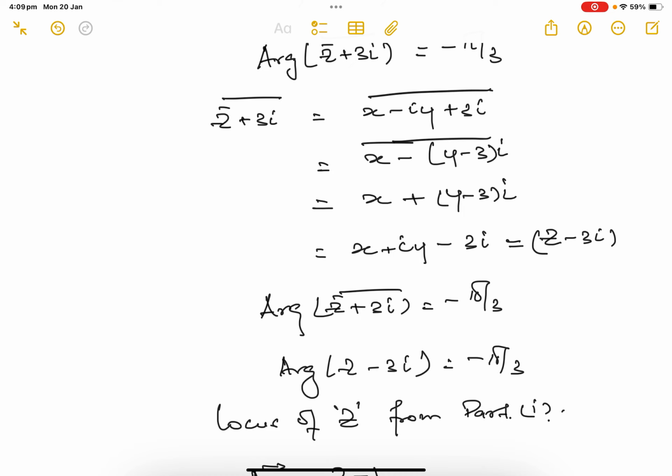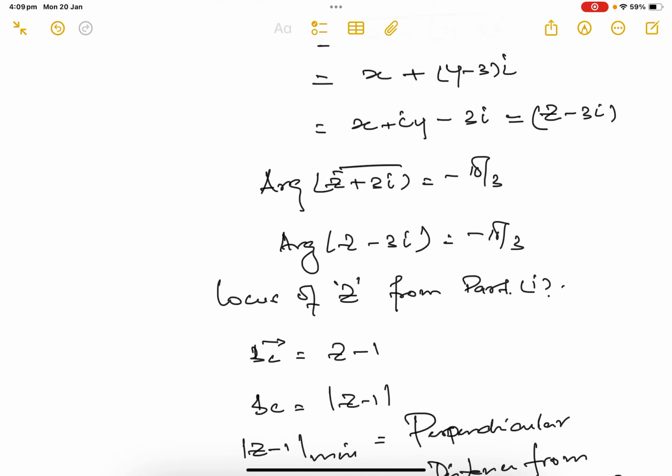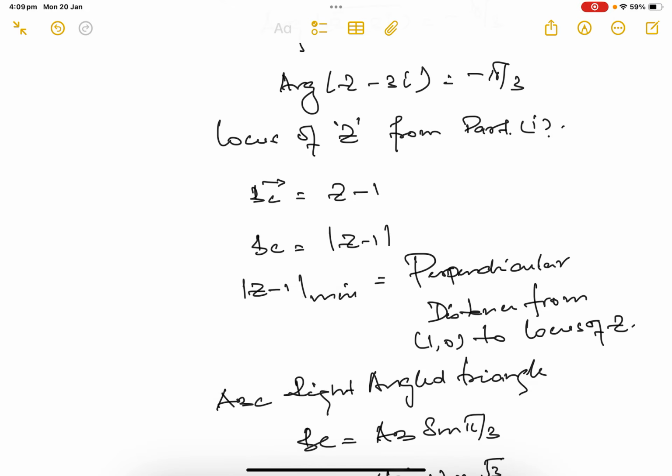So the first part says, what is it? The argument of z minus 3i equals minus pi by 3. So we started with the argument of the conjugate of z plus 3i, and the whole conjugate is minus pi by 3. Now we proved it: the argument of z minus 3i equals minus pi by 3. That is exactly the locus of z from the first part. Right, that part is done.